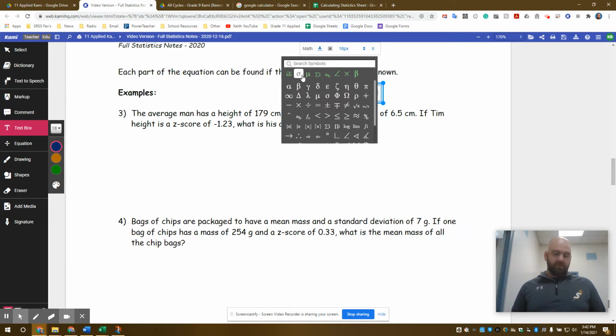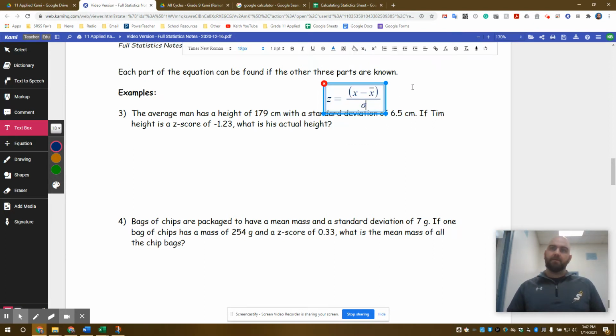All right, so I'm just going to put the main formula here, divided by sigma. There we go. Look at that, typing blind. It worked pretty good. So there is our formula for z-scores.